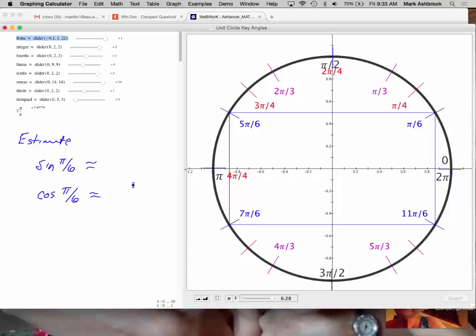Is it Kevin? What's your estimate for sine of pi over 6, Kevin? Half. Right? It's coming right in here at halfway up the radius. That's right.